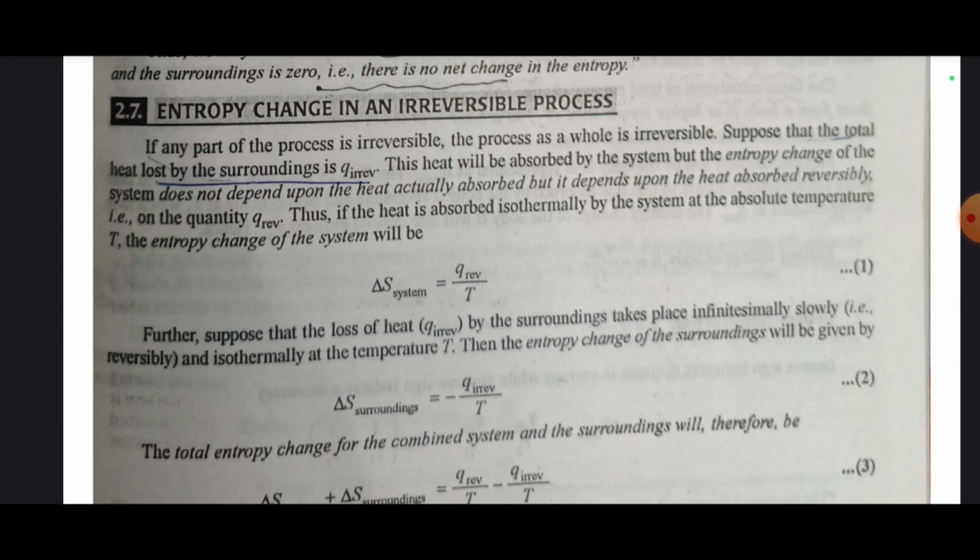2.7 Entropy change in an irreversible process. If any part of the process is irreversible, the process as a whole is irreversible. Suppose that the total heat lost by the surrounding is Q irreversible. This heat will be absorbed by the system, but the entropy change of the system does not depend upon the heat actually absorbed, but it depends upon the heat absorbed reversibly, that is, on the quantity Q reversible. Thus, if the heat is absorbed isothermally by the system at the absolute temperature T, the entropy change of the system will be delta S system is equal to Q reversible by T, which is equation 1.